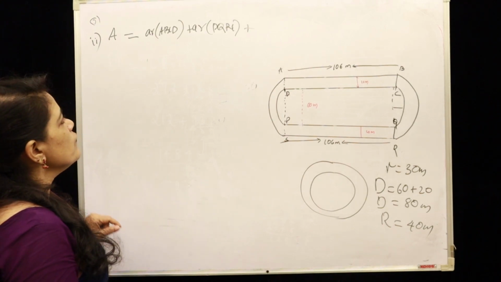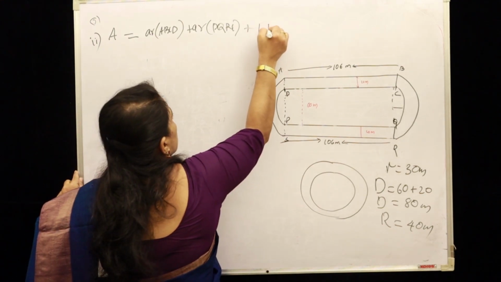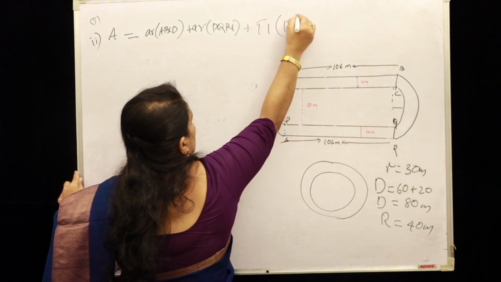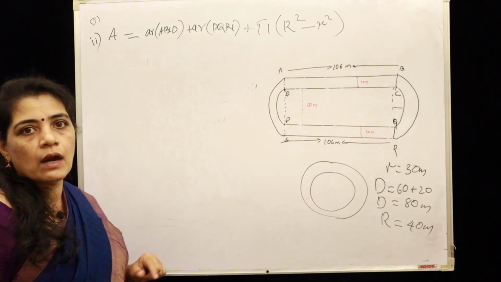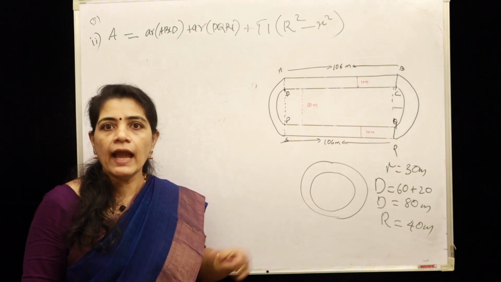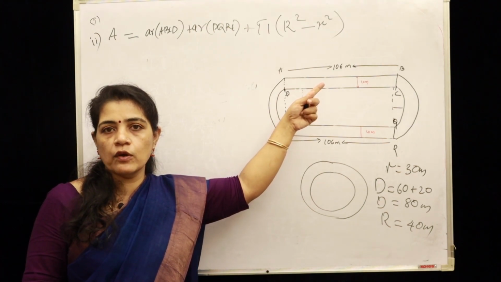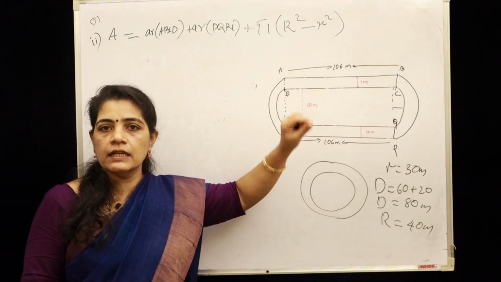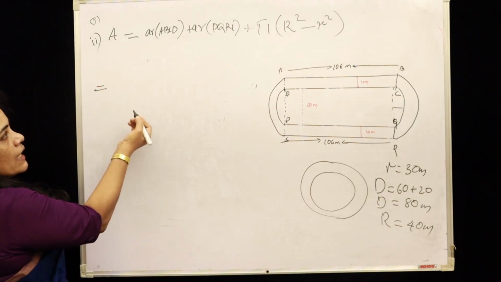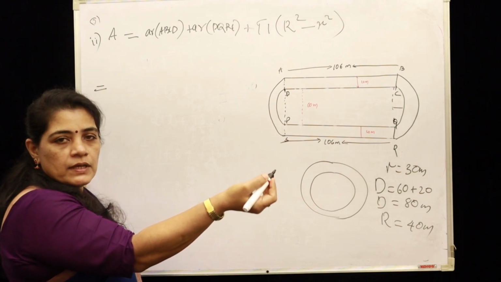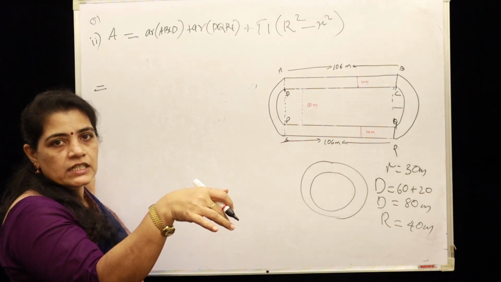Okay, so we are going to substitute here pi (capital R square minus small r square). We have taken pi outside. And a square minus b square is (a plus b) into (a minus b). That is the next calculation. So I am writing over here, the area of rectangle ABCD will be the same as the area of rectangle PQR.